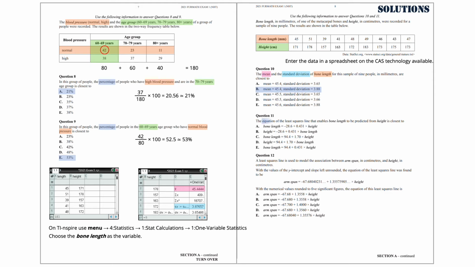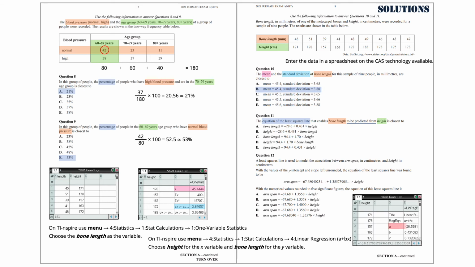In question 11, we are asked for the equation of the least squares line that enables bone length to be predicted from height. For this, we already have the data entered in the spreadsheet. On TI Inspire, we use menu, 4 statistics, 1 stat calculations, and then 4 linear regression A plus BX. We choose height for the X variable and bone length for the Y variable. And the equation we are after is the equation from option A, bone length equals negative 28.6 plus 0.431 times height.